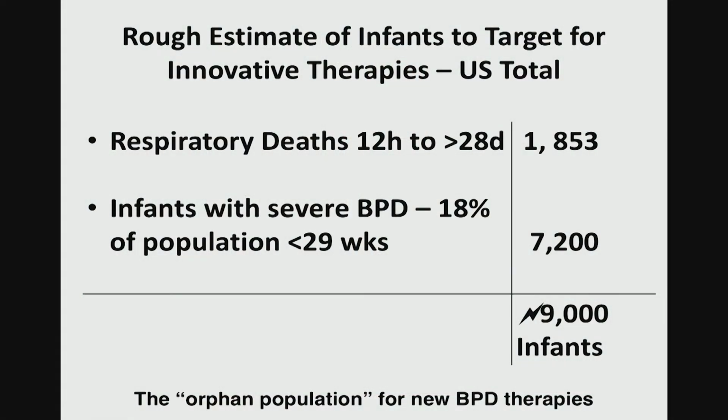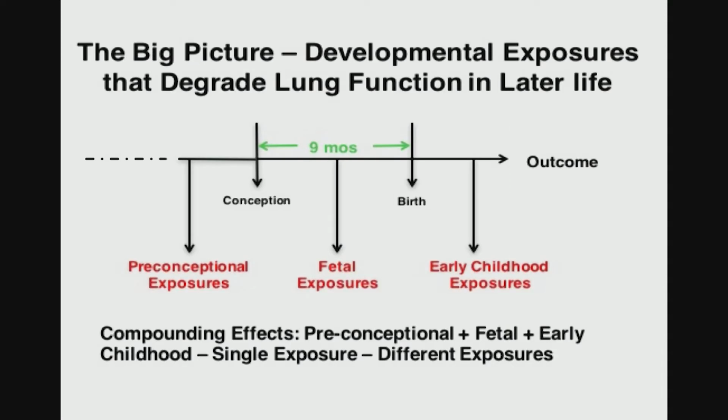If you estimate the numbers based on the US population, there's about 1,800 babies that die between 12 hours and 28 days of respiratory deaths. I would argue those are potential therapeutic targets. And they're infants with severe BPD. That's about 18% of the population, less than 29 weeks. And that's about 7,200 babies. So we're looking at about 9,000 babies that we need to try new interventions on. And that's actually a really small number, spread across the whole U.S. So really this has to be collaborative research as we move forward. So these are an orphan population for new BPD therapies.